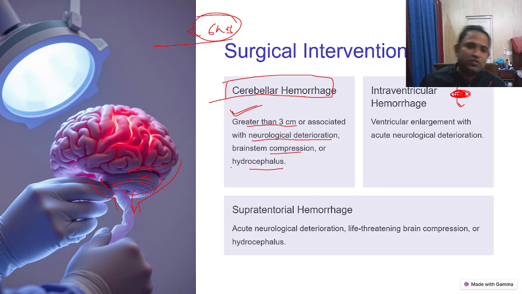Then in cases of supratentorial hemorrhage, the indications are not that clear. However, a bleed which is located within 1 centimeter from the surface, causing compression of the vital structures, decreased sensorium, will be amenable for early neurosurgical intervention.